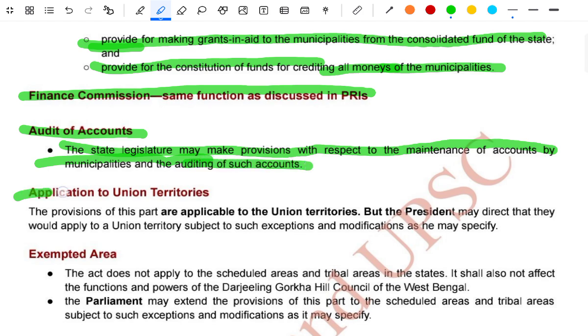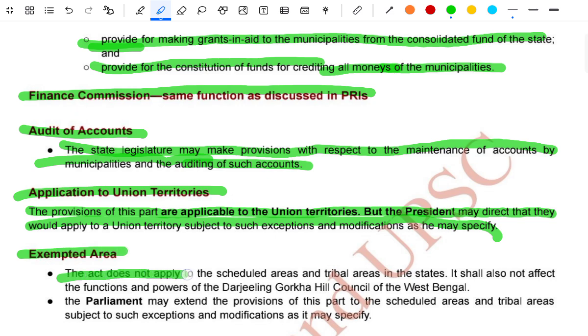Application to union territories. The provisions of the part are applicable to the union territories, but the president may direct that they be applied to union territories subject to such exceptions and modifications as may be specified.